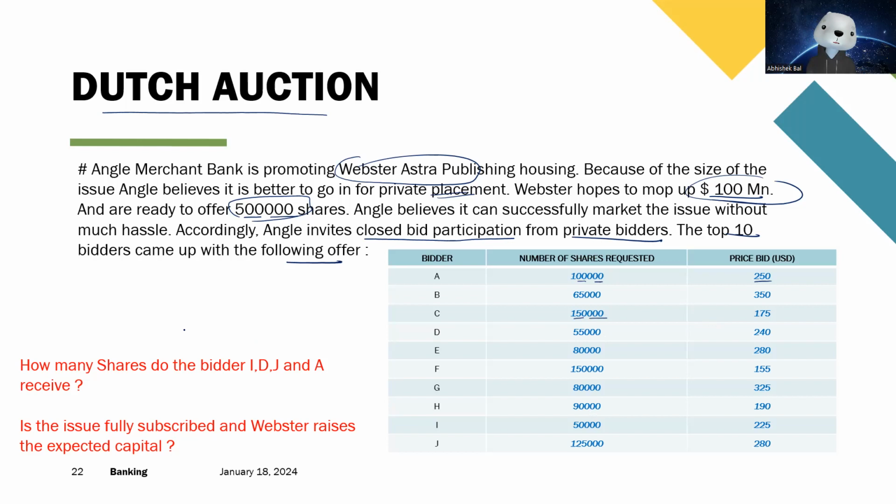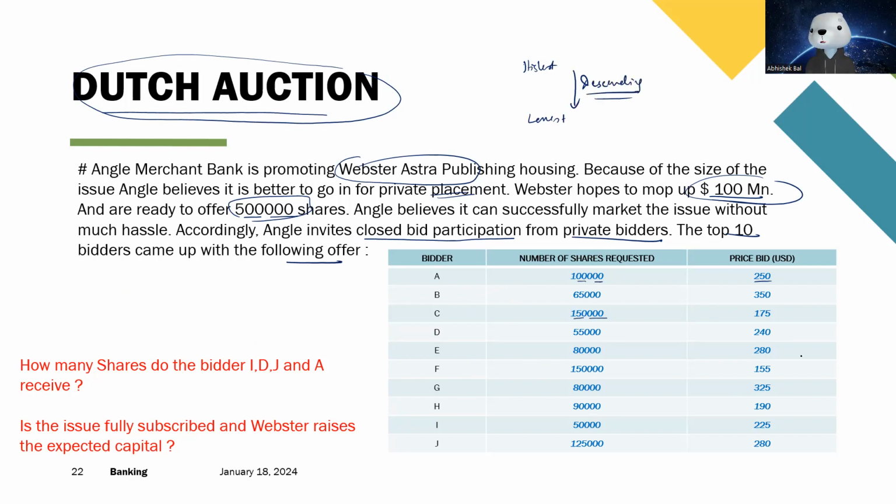Now, here we are supposed to distribute the shares in a Dutch auction manner. So how does the Dutch auction work? The way it works is that if we have this unsorted data in front of us, we sort this data from highest bid to lowest bid, in other words, in a descending manner.